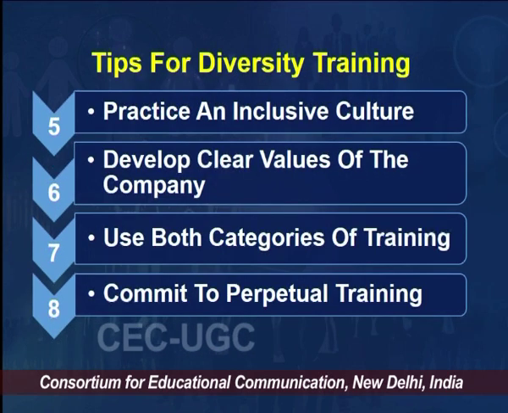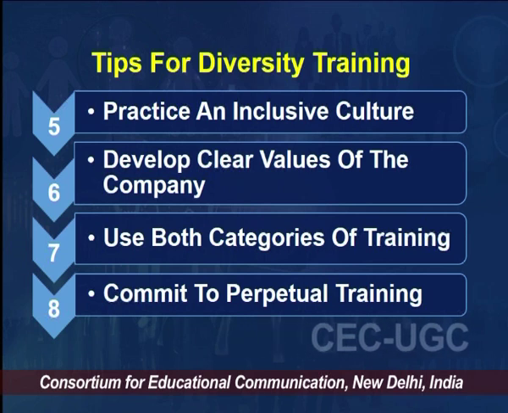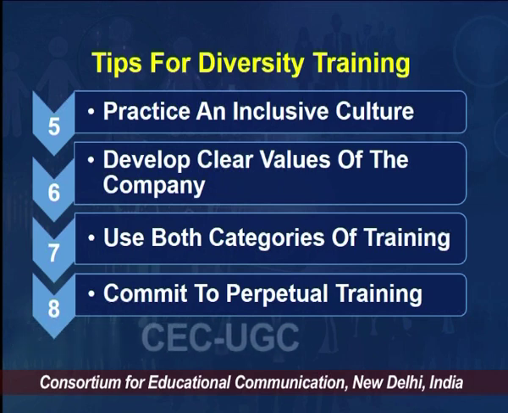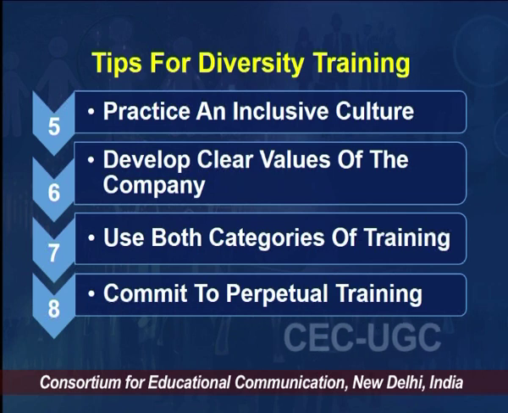Number 5, practice an inclusive culture. Number 6, develop clear values of the company. Number 7, use both categories of training. Number 8, commit to perpetual training. So, let me discuss these 4 points and then we will move to the next slide.